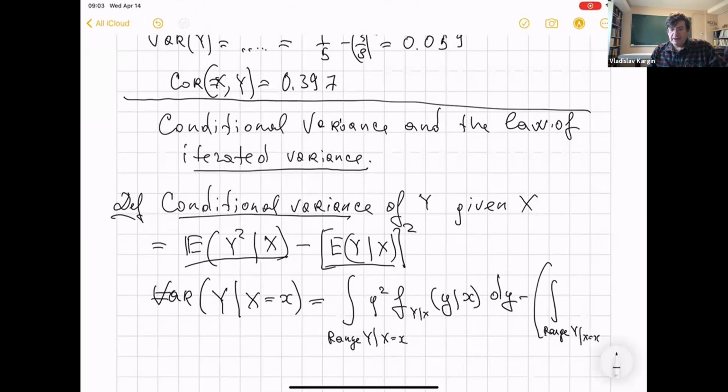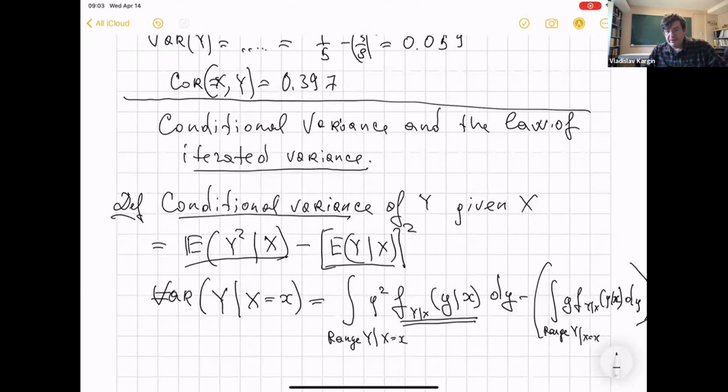And here you'll have y times f of y given x, dy. So this is a very logical thing. The first thing is the expectation of y, but you calculate it with respect not to the marginal density of y, but with respect to the conditional density of y.